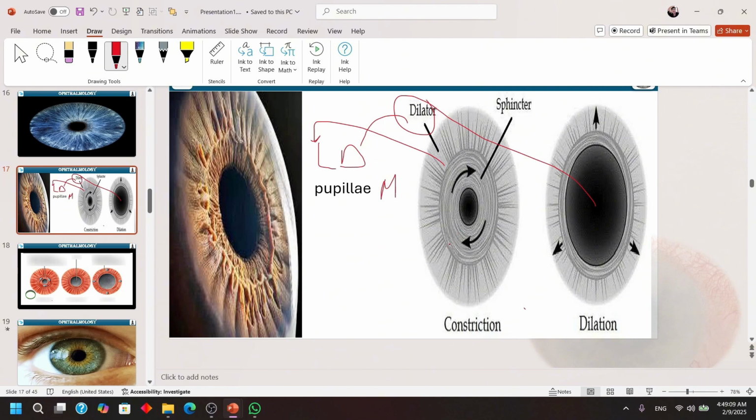What is the name of this muscle? It's a circular fiber. So here we go. Circular. And when it contracts, it makes the pupil narrower. It makes constriction of the pupil, more narrowing of the pupil. So it's called circular.